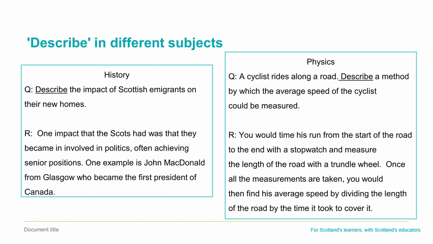In the history example, the word describe invites learners to give examples of the impact Scottish immigrants had in their new homes, whereas the physics describe question asks learners to list the process or method for calculating average speed. Although both questions ask the learner to describe, the style in which the responses are written is very different. The history response is written as a narrative, whereas the physics response reads as a procedural text.